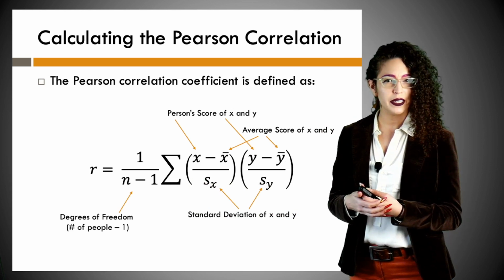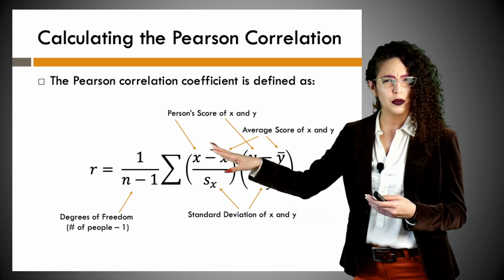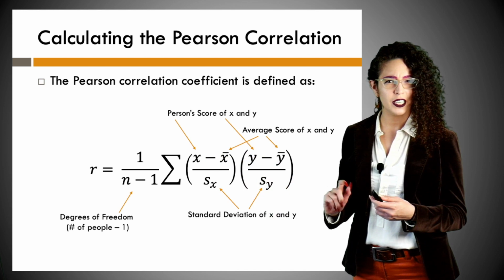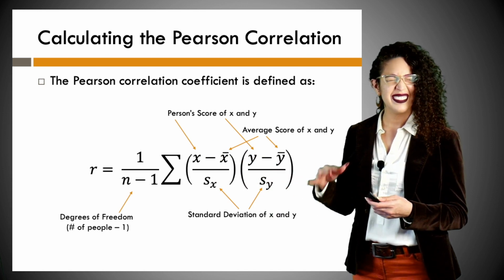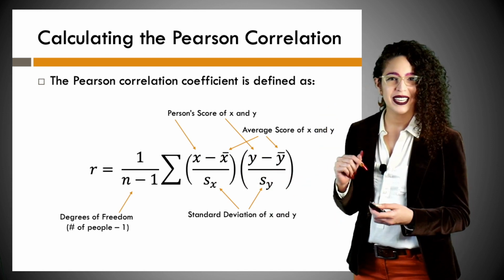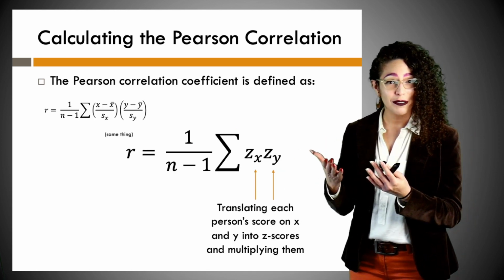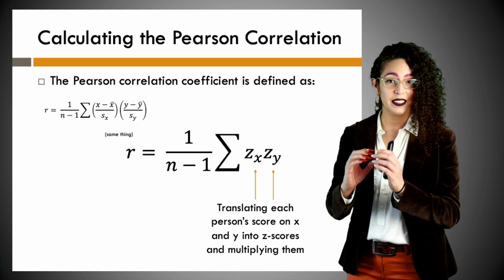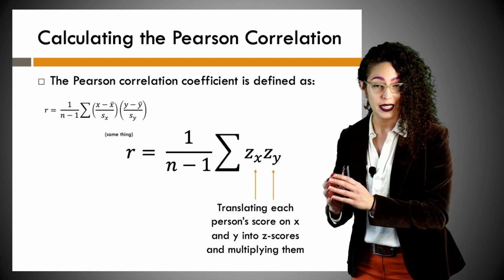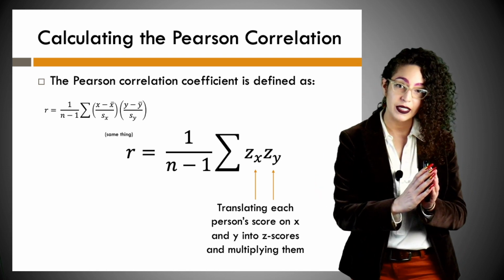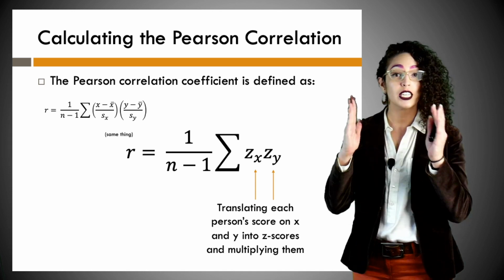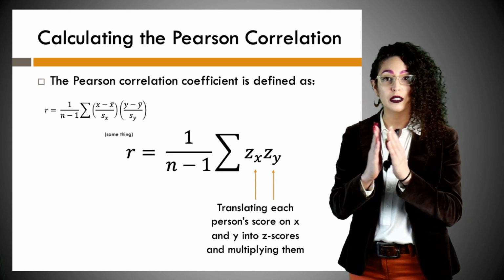So what are we doing here? What is this person score minus the average divided by the standard deviation? What was this again? Think back to the beginning of this class. There's z-scores. So you're taking one person and you're taking their stress score, standardizing it. Then you're taking the number of assignments they have, standardizing it. You're going to multiply those two, called cross products.